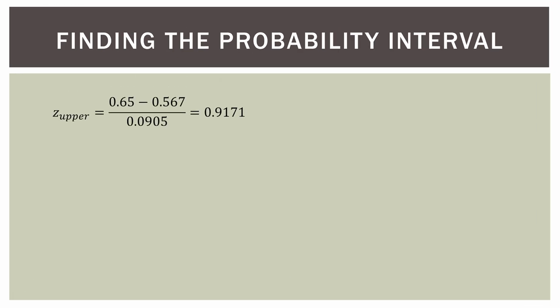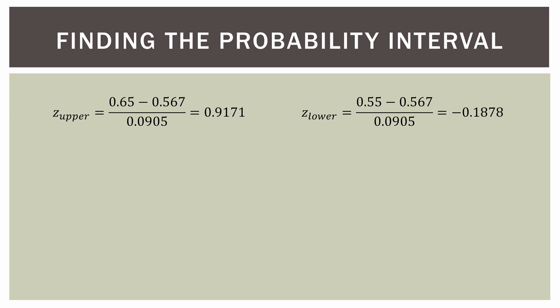So the first thing we have to do is find the z-value for that upper boundary. And we do that very simply by subtracting the sample proportion, which is 0.567, from the upper boundary, 0.65, divided by the standard error. So what we're asking here is how many standard errors, how many standard deviations, is 0.65 above the mean. In this case, we do the math and we have 0.9171. So the sample proportion of 0.65 is 0.9171 standard errors above, or a z-value of 0.9171.